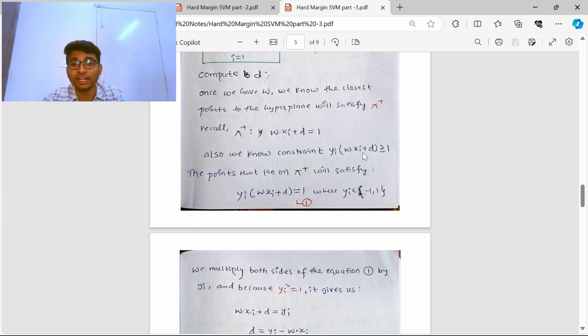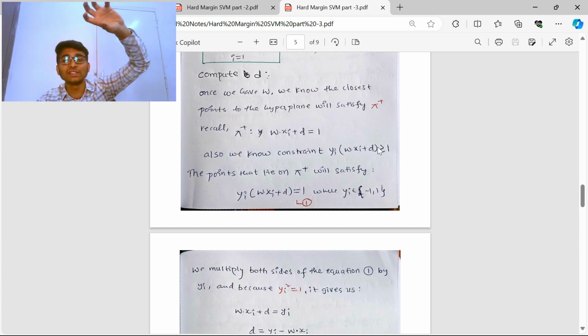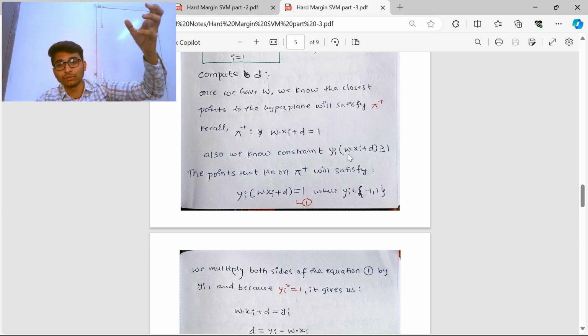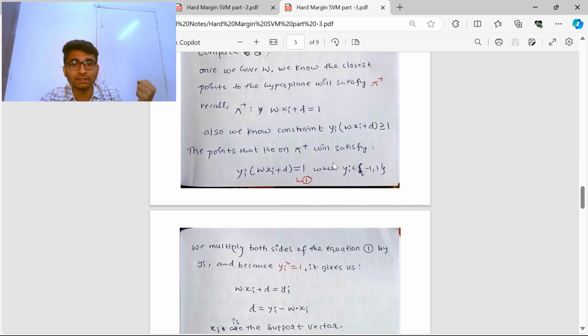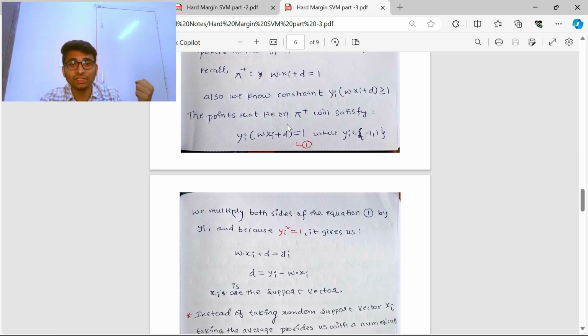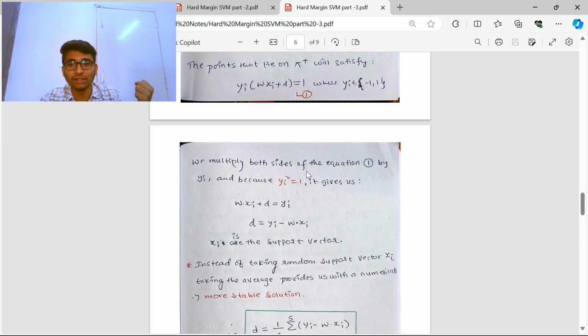We have the constraint, right? All the data points which have a positive label will satisfy this, and the negative points also. This is a combined equation for both the labels. We discussed it in part 1, so go and watch it, then you will understand better. The points that lie on the plane will satisfy this. Yes, they will.